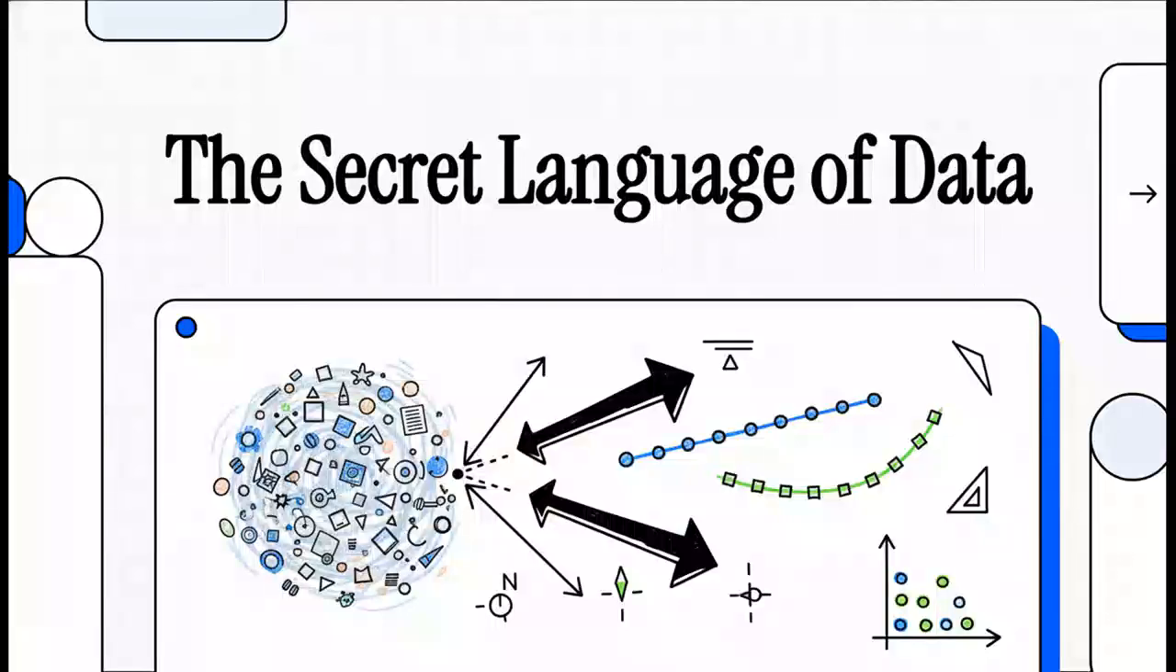All right, let's jump right in. Today, we are going to decode a powerful secret language, one that data scientists use to make sense of our incredibly messy world. Welcome to our guide on Principal Component Analysis, or PCA.